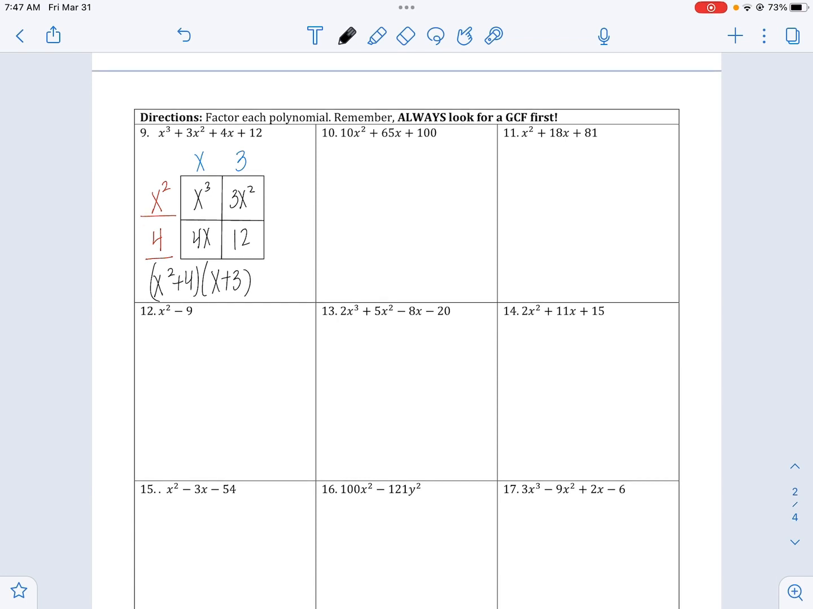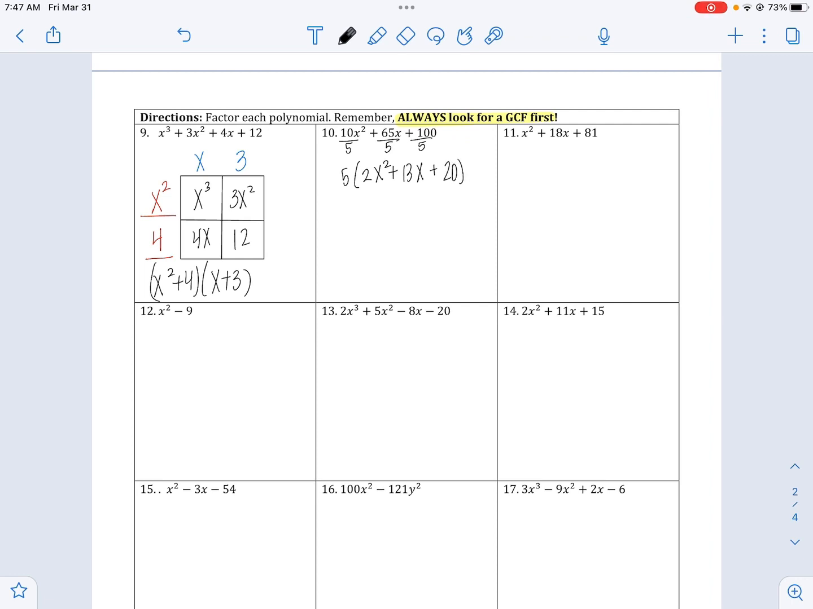Number 10, it has 3 terms. We have to first look for the GCF. And I put that in bold, okay? Just refer back to your diagram. We're going to go ahead and divide everything by 5. That is our GCF. 10 divided by 5 is 2x squared plus, and then we do 65 divided by 5. If you don't know what that is, you put it in your calculator and you get 13x plus 100 divided by 5. You get 20.